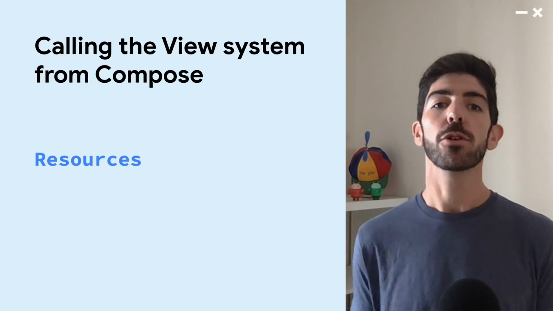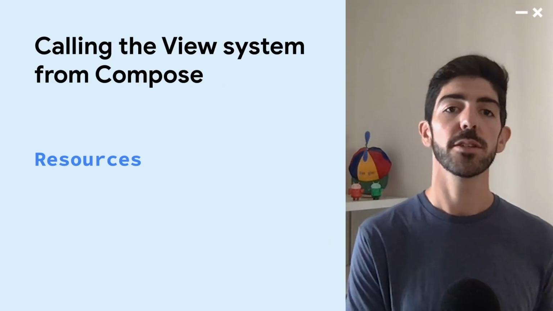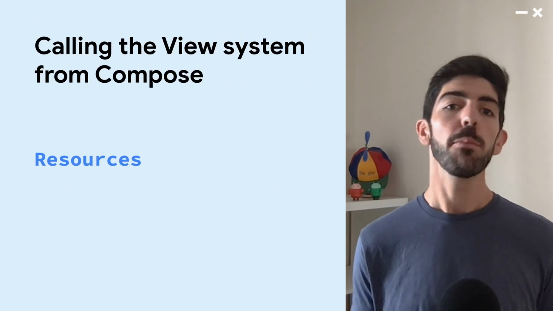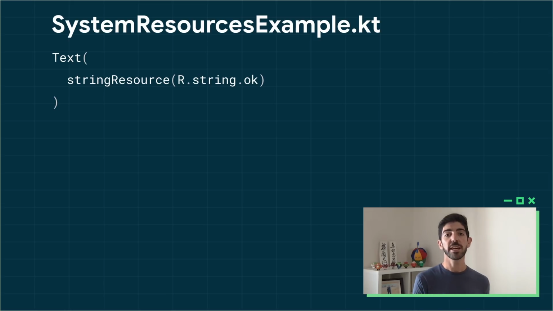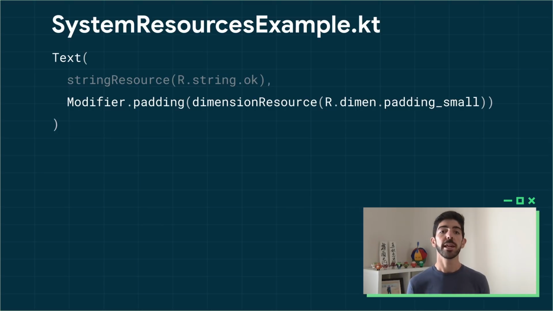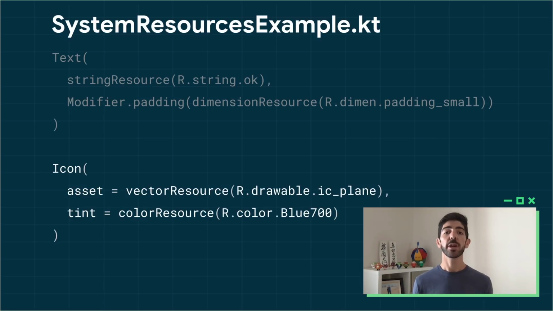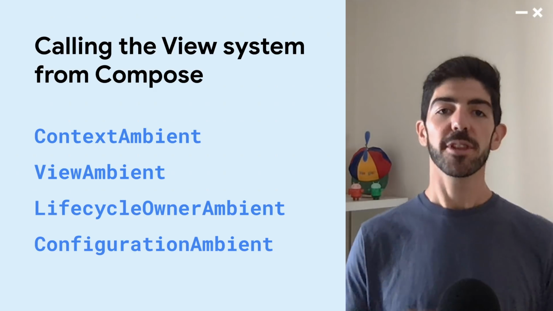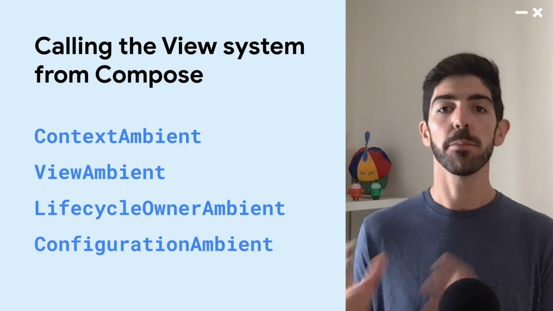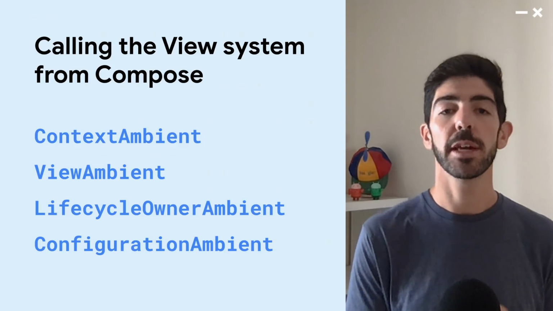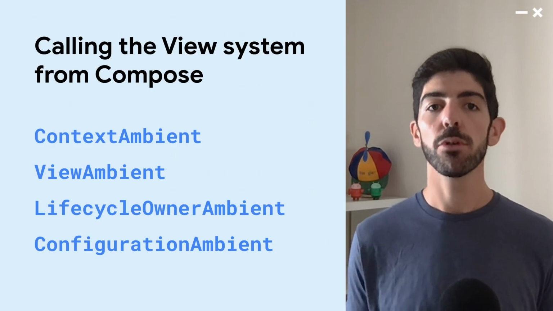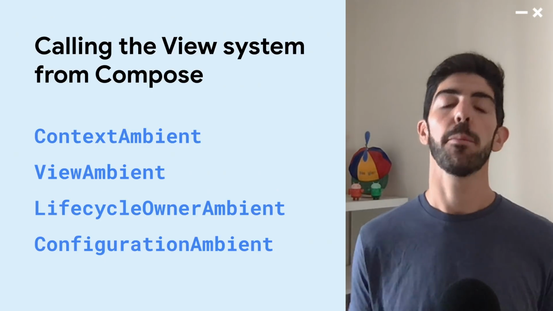If you have mixed view and Compose code, you might want to access resources from the view system. For that, we have helper methods you can use. To access strings from the view system, you can use the string resource method, passing in a string resource ID. Similarly, dimension resource is available in case you need to access dimensions. But there are much more than this. For example, here we get a vector asset and apply a tint using resources. You can see the trend, right? For different use cases, when interfacing between Compose and views, you can use some classes from the view system in Compose, using ambients. For example, if you need the context, you can use the context ambient.